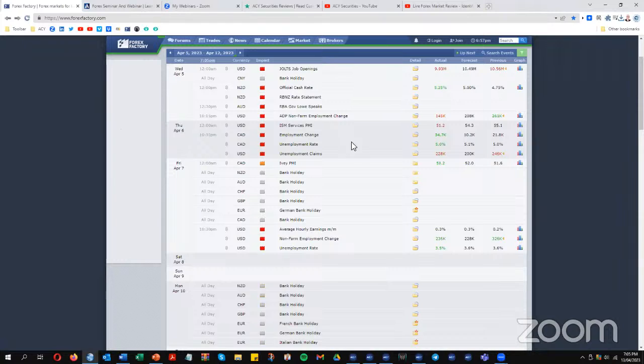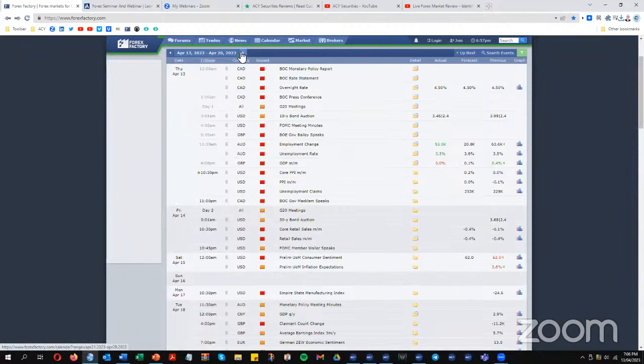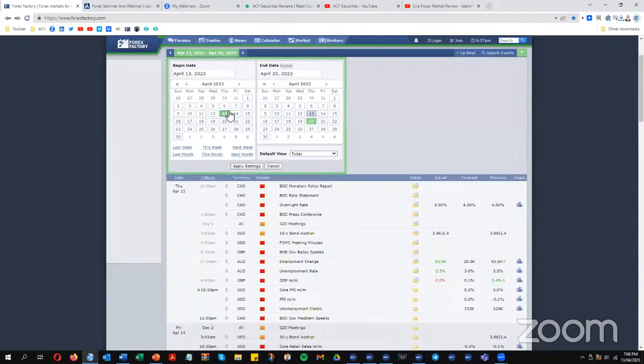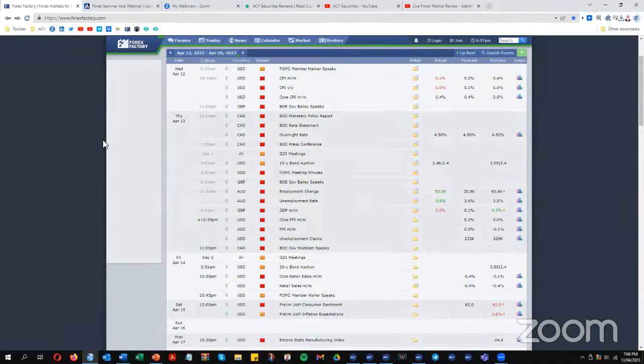But I didn't think the data was that negative in true reality. And let me just get to the right day. So I just want to go back one day. Why won't this thing just do what I want? 13th. All right, here we go.